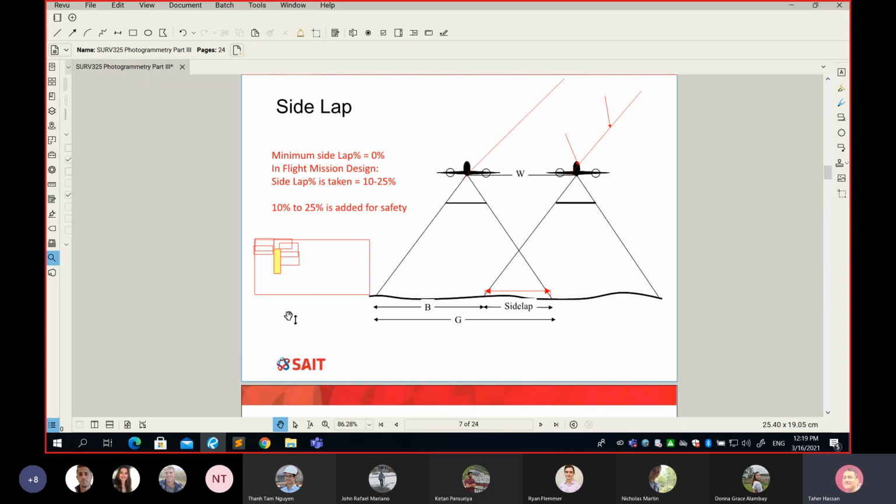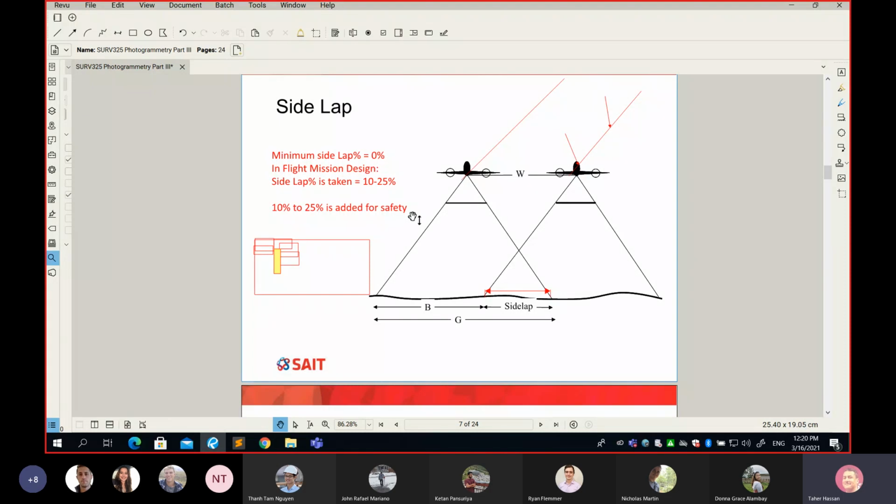zero in my design. We need to have some factor of safety. And that's why the minimum factor of safety goes between 10 to 25%. And if you add this to zero, which is your minimum for side lap, then finally your side lap minimum in your design should be 10 to 25%. All these parameters, we can set them on my app.